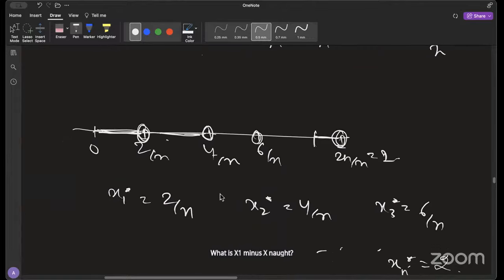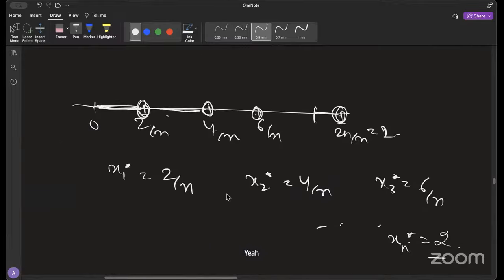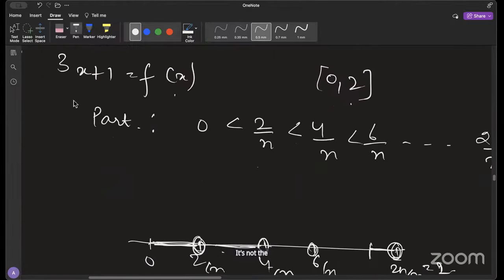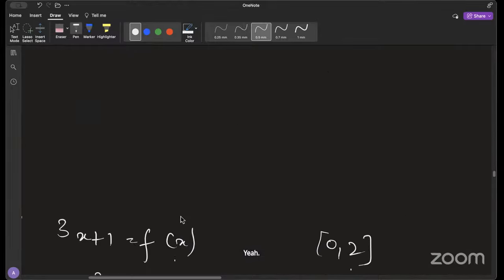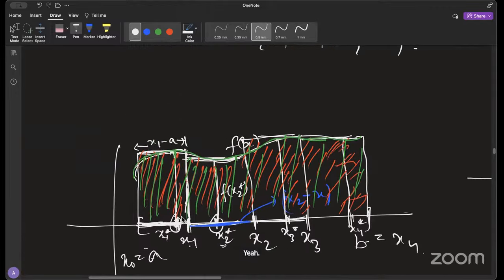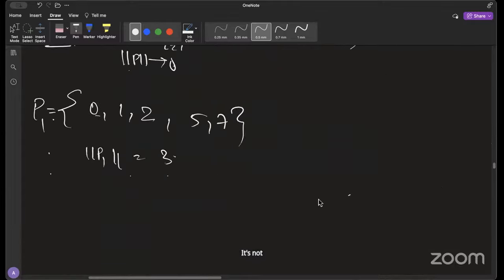Isn't x1 minus x0 the area of that curve, right? It's not the area of the curve. It's the Riemann sum. The Riemann sum is different from area. The Riemann sum is taken as the area of the rectangle, the partition, and we're just doing the sum of all the rectangles. Yes, that's it. That's your Riemann sum. And it's different from the area under the curve. It's not the same as the area.